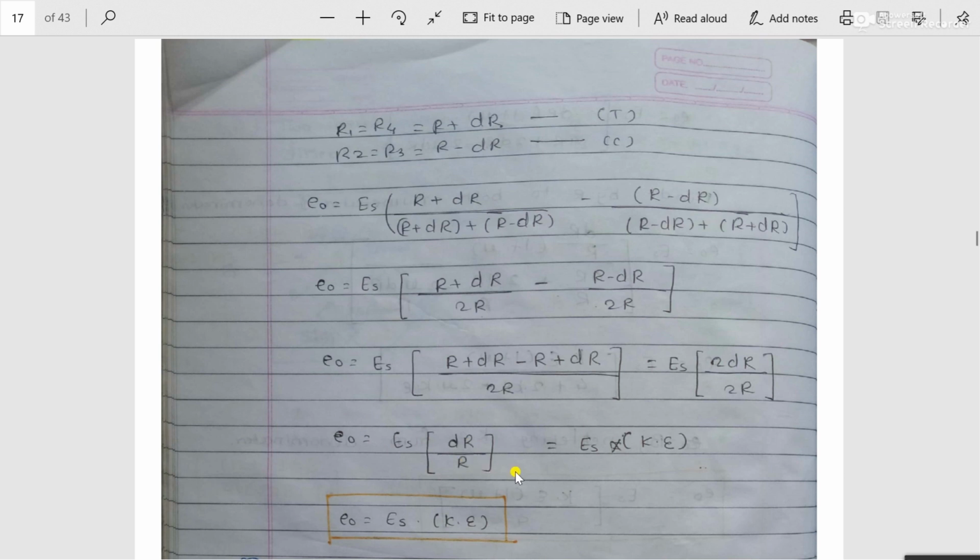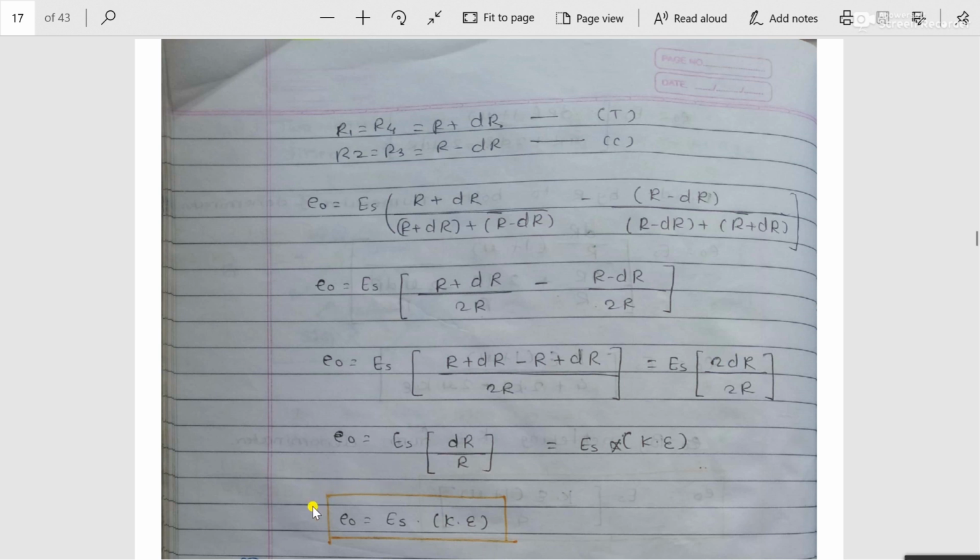But as we know from the gauge factor, delta R upon R is equal to K into epsilon, and by replacing this delta R upon R with K into epsilon, I will get the equation E0 is equal to Es in bracket K into epsilon. This is the output, that is E0 is equal to Es into K into epsilon, and this equation represents the output of the 4-arm sensitive bridge circuit.